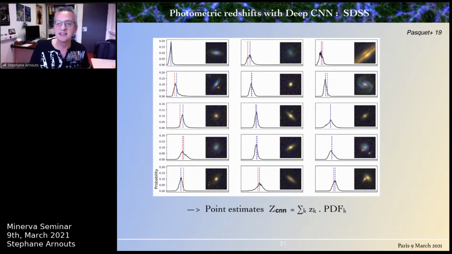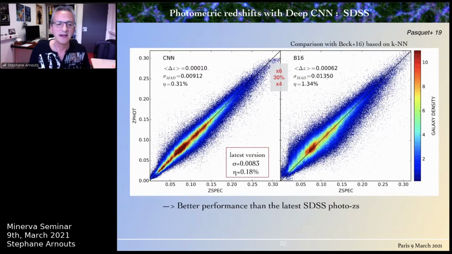So you can see that those PDFs are quite smooth, indeed. And so the final results of the comparison between the spectroscopic and the photometric redshift estimate in our case: with the CNN, it's on the left. And on the right, we compare with the value provided by the SDSS final release of the PhotoZ, which is the one from Beck 2016, based on the nearest neighbors technique, so KNN. So a machine learning approach as well, but just using the photometry as input.